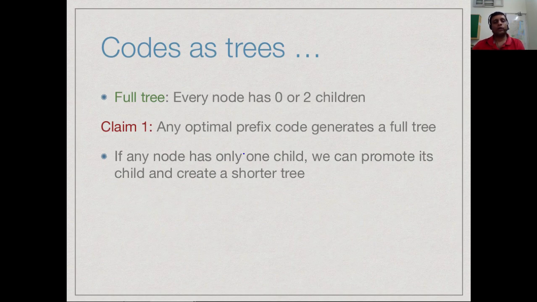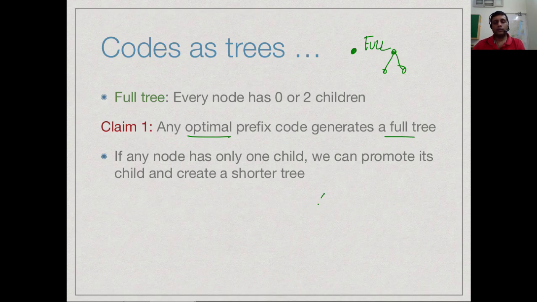So having looked at our encoding as a binary tree, we will now make a couple of observations, 3 observations about them, which will be useful to develop an optimal algorithm and prove it is optimal. So the first thing is that in such a tree, if it is optimal, every node will either have no children, it will be a leaf, or it will have 2 children. This is what you call a full tree, right? So every optimal tree is full.